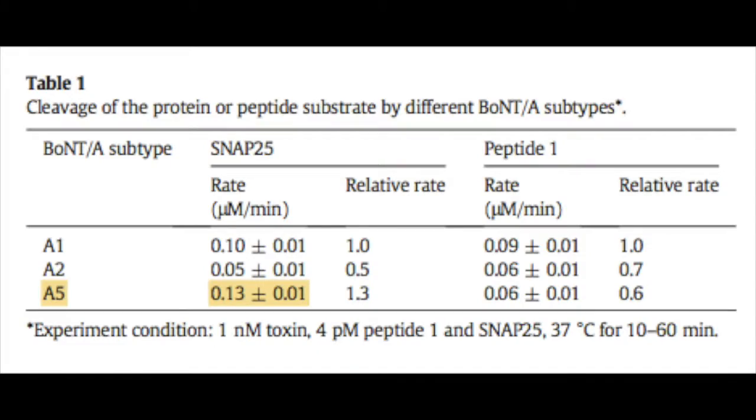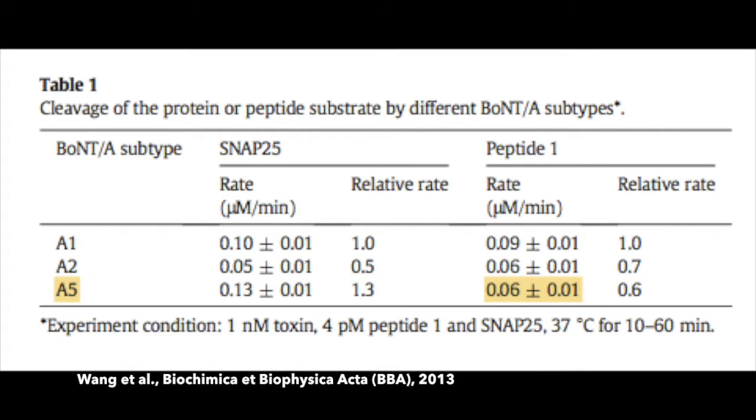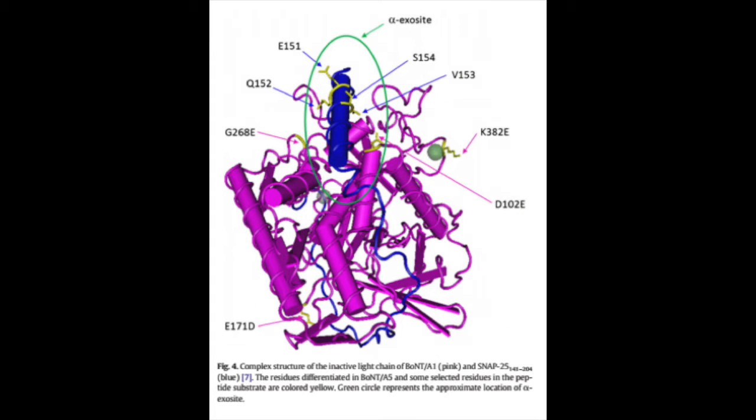Wang et al. determined a rate of 0.13 plus or minus 0.01 micromolar per minute for SNAP25 binding versus 0.06 plus or minus 0.01 micromolar per minute rate for the control peptide. This shows that the botulinum toxin type A1 has a high binding affinity for SNAP25 relative to other potential substrates, which is due to the aforementioned structural compatibility.